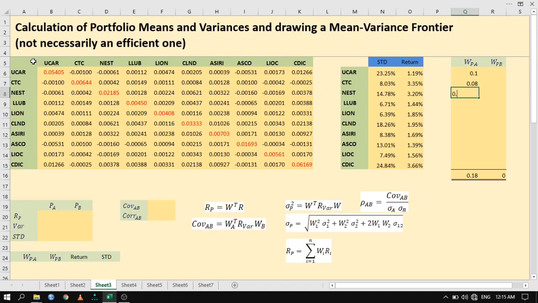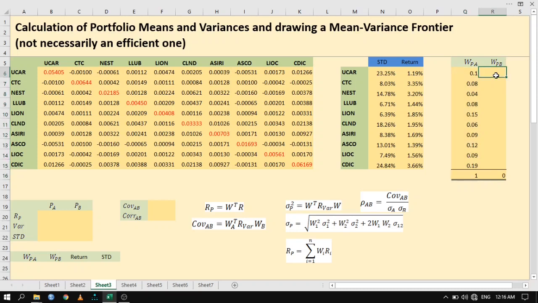0.08, 0.04, 0.08, 0.15, 0.06, 0.09, 0.12, 0.09, and most importantly the summation of all these values should be equal to 1. So I will have to add another 0.19. So the summation is exactly equal to 1. So this I call portfolio 1, or the weights of portfolio A. Now the denomination here is WPA, that means weight of portfolio A. This is portfolio A.